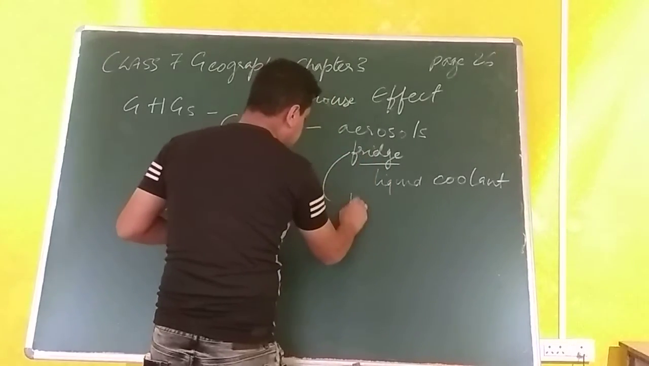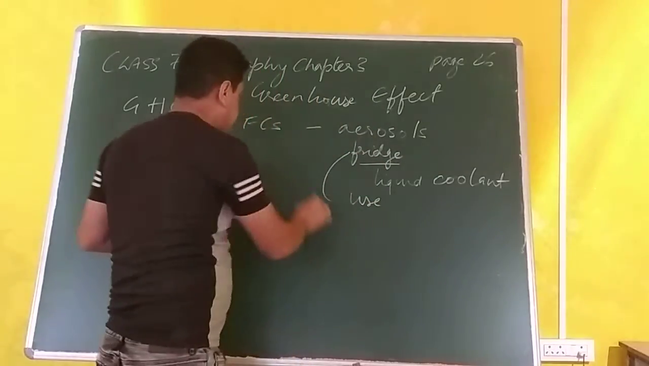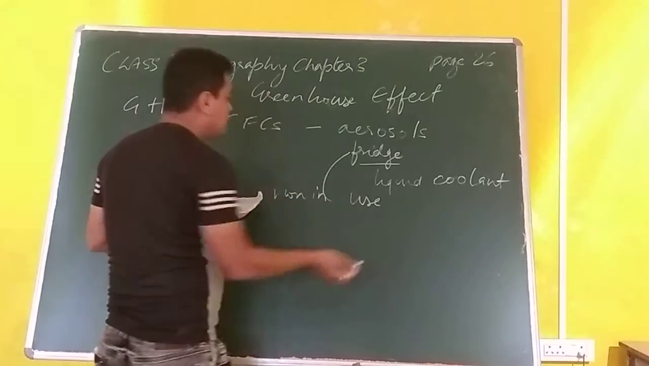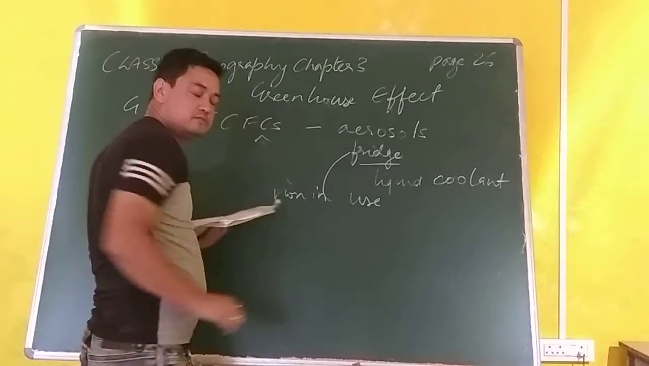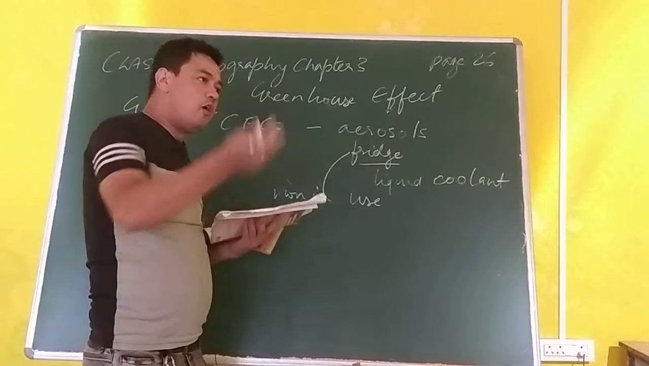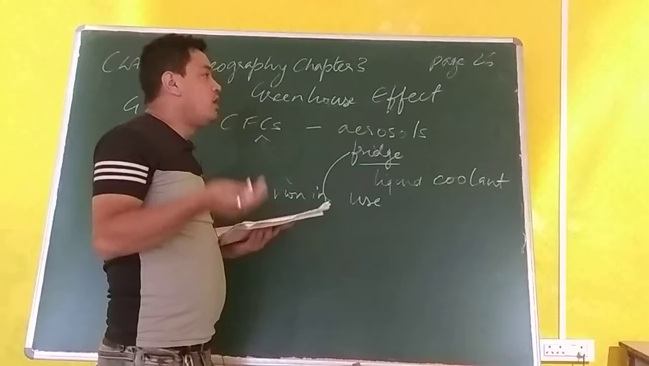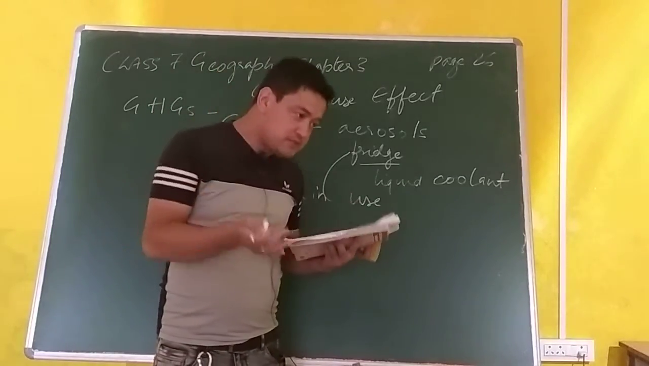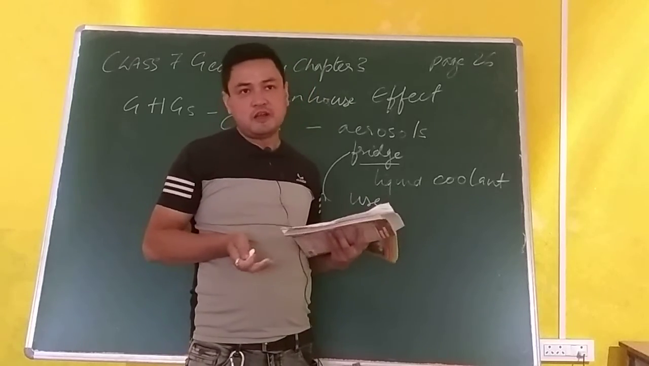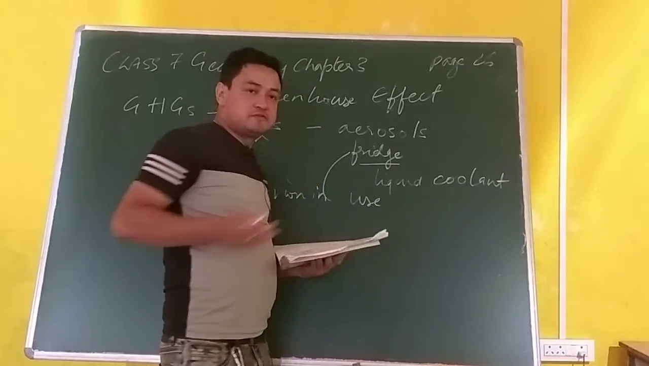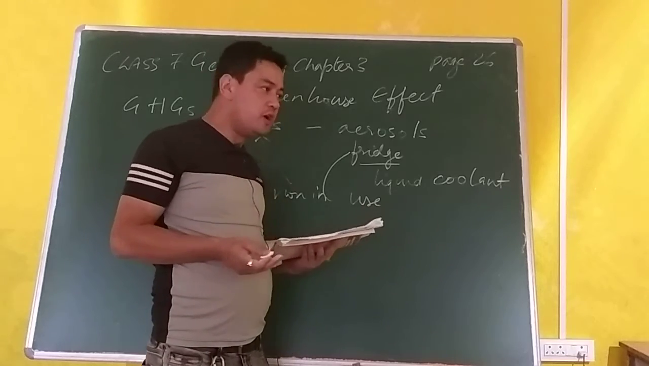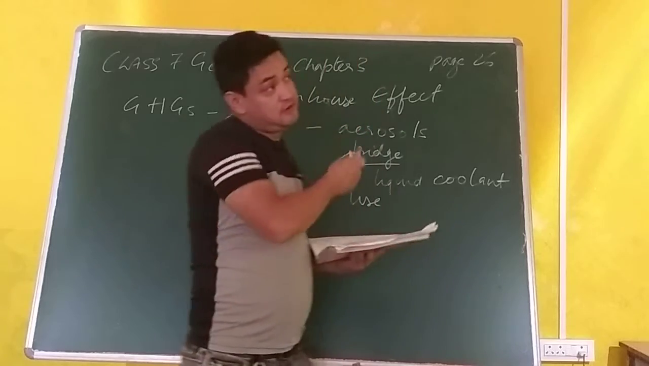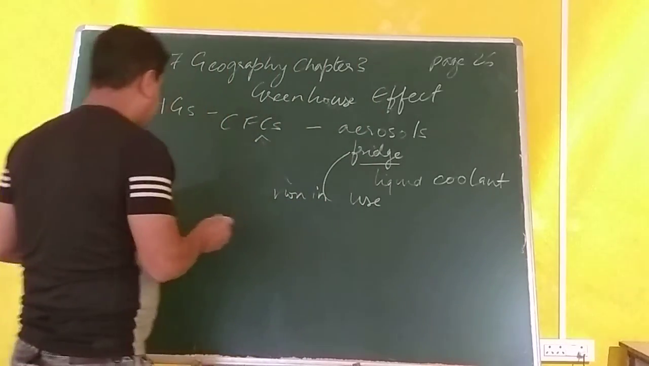When the fridge is in use, it does not emit this gas. But when not in use, then it emits CFC. When the fridge is damaged, or when the fridge is not working, or when the fridge is not switched on, it emits this gas. But today's fridges are more energy efficient and they emit less CFC. Not only fridge, but also air conditioners are agents of producing CFC, that is chlorofluorocarbons.